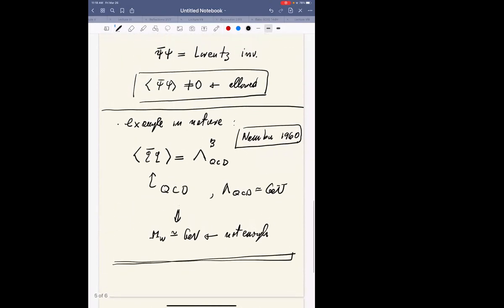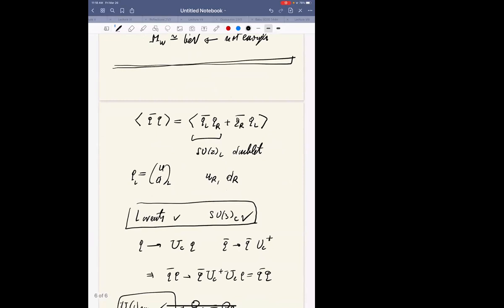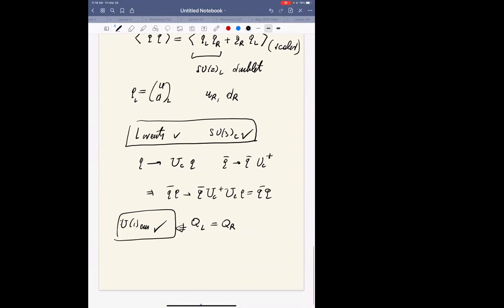And from now on, I will always take a scalar field or a combination which is scalar, like Q bar Q. This is a scalar, really. Q bar Q is a scalar. When I say scalar, I mean Lorentz, and so on and so forth.